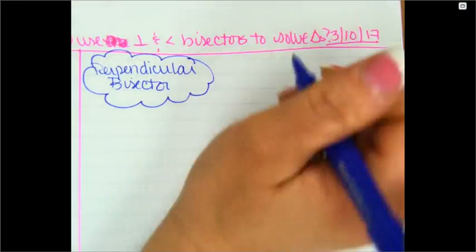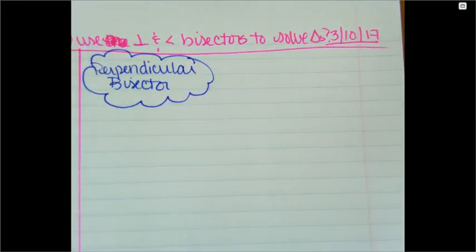But what does it mean to be a perpendicular bisector? First of all, what does perpendicular mean? Bisector means half. What does perpendicular mean? What does it mean to be up and down? What does it mean to intersect? Cross and combine.